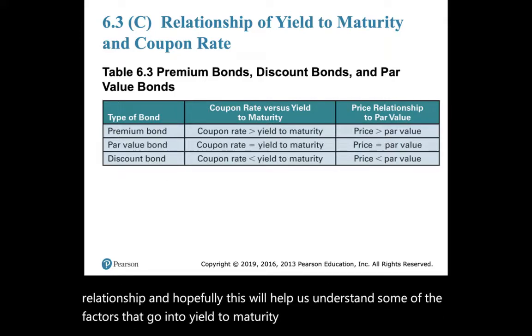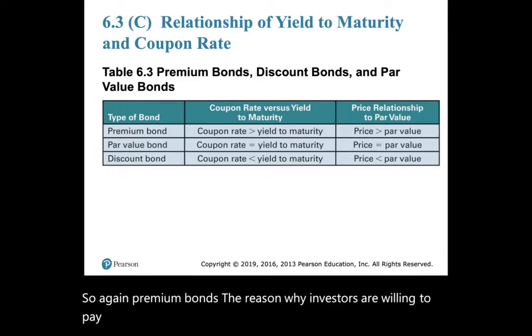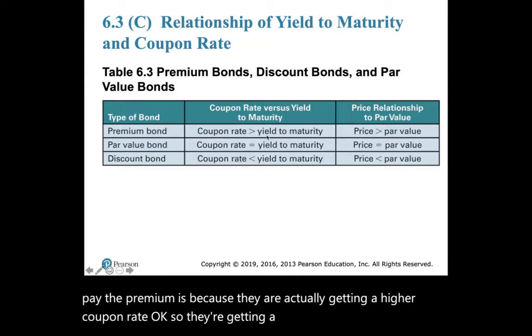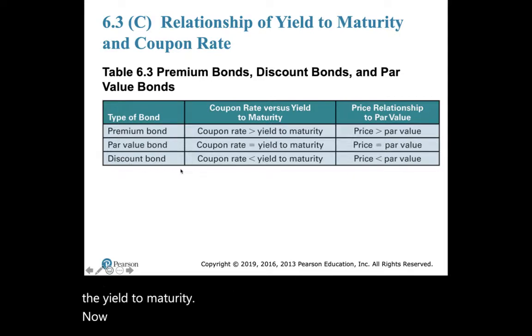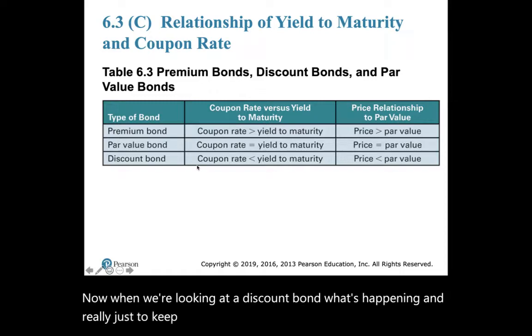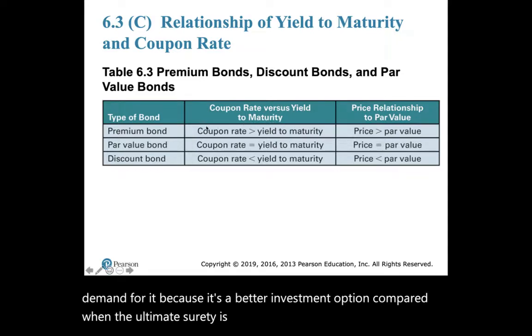Let's look at it again here, in terms of the relationship, right? And hopefully this will help us understand some of the factors that go into yield to maturity or pricing. So again, premium bonds, the reason why investors are willing to pay at a premium is because they're actually getting a higher coupon rate. So they're getting a better coupon rate compared to the yield to maturity.